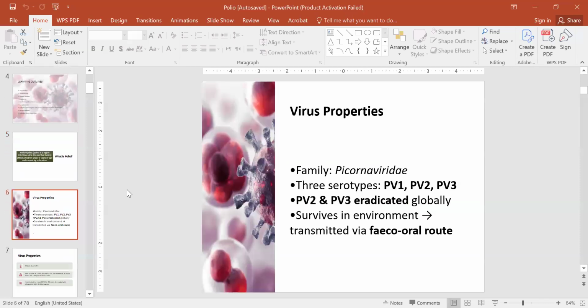So, polio is a highly infectious viral disease that largely affects children under 5 years of age and is caused by polio virus. This virus is from the family picornavirus, and it has three serotypes: poliovirus 1, 2, and 3. The serotype 2 and 3 are eradicated globally. Poliovirus survives in environment and it's transmitted via fecal-oral route.